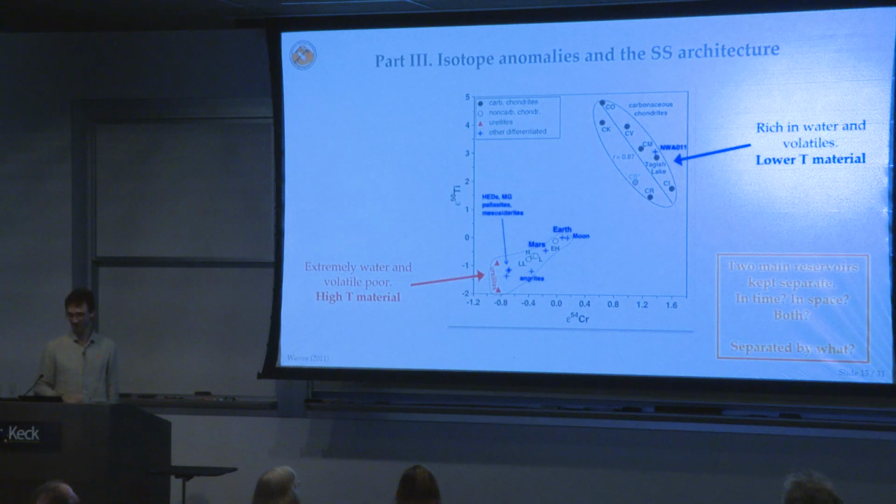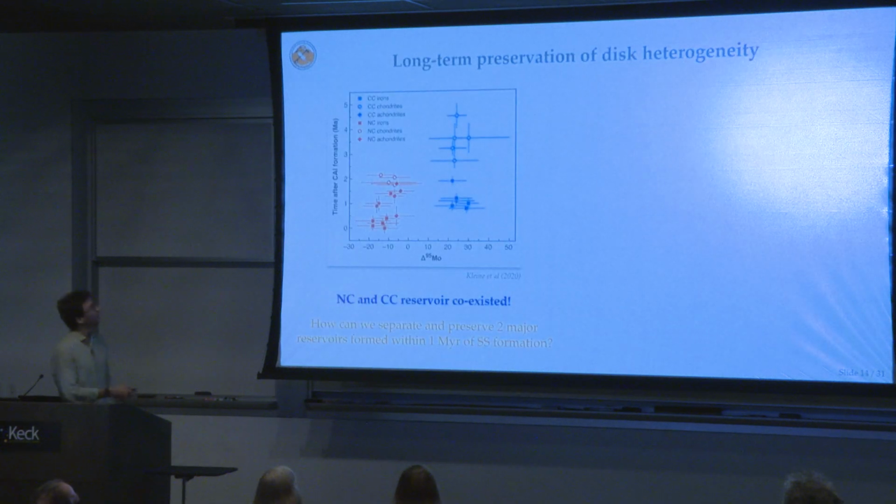mix extensively. So when we look at the time of accretion after CAI for chondrites and achondrites, in red will be the non-carbonaceous, in blue will be the carbonaceous moving forward. We see, and molybdenum here is just used as a proxy for this dichotomy of isotopes, that the two coexisted. There are both non-carbonaceous and carbonaceous materials formed at the same time, yet they didn't mix, so it's not a separation in time, it has to be a separation in space. How do you achieve something like this?